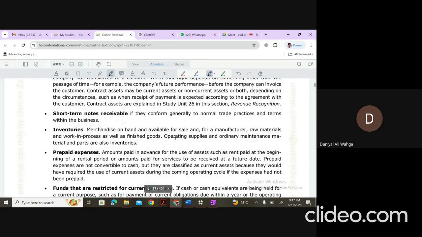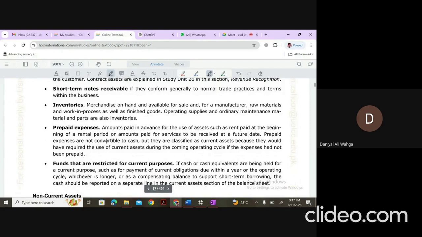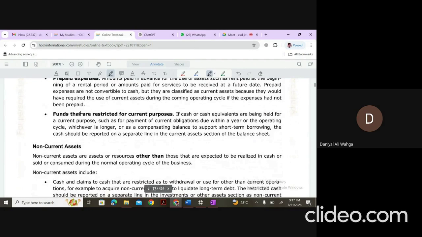Short-term notes, receivables, inventories, and prepaid expenses: these are not normally repaid, but you would get the future economic benefit from these prepaid expenses. Funds that are restricted for current purposes: if cash and cash equivalents are being held for a current purpose, such as payment of a current obligation due within a year or the operating cycle, whichever is longer, or a compensating balance to support short-term borrowing, the cash should be reported on a separate line. What is a separate line? It means it should be separately presented on the face of the statement of financial position.